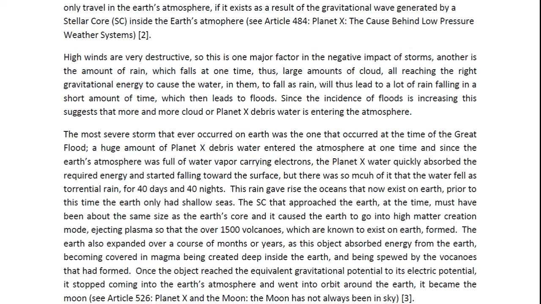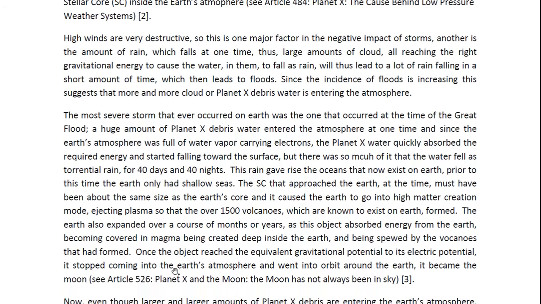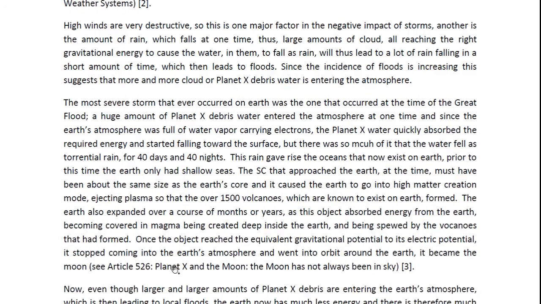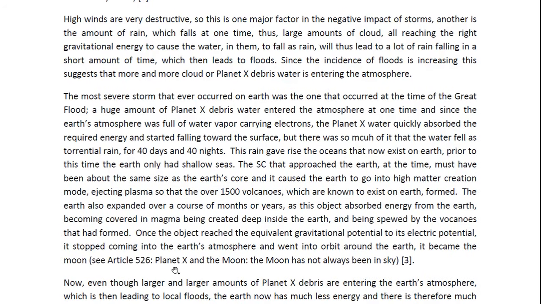Prior to this time, the Earth only had shallow seas. The stellar core that approached the Earth at the time must have been about the same size as the Earth's core, and it caused the Earth to go into high matter creation mode, ejecting plasma, so that over 1,500 volcanoes, which are now known to exist on Earth, formed. The Earth also expanded over a course of months or years, as this object absorbed energy from the Earth, becoming covered in magma being created deep inside the Earth and being spewed by the volcanoes that had formed.